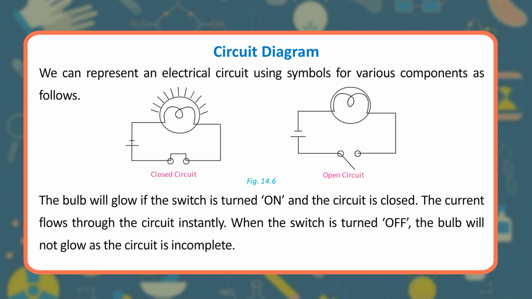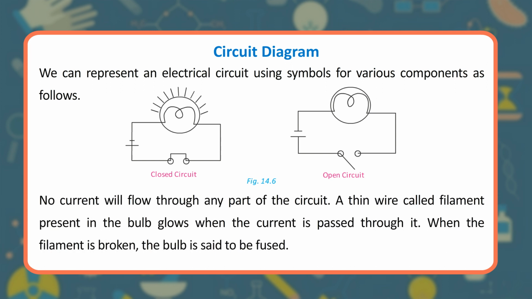The bulb will glow if the switch is turned on and the circuit is closed. The current flows through the circuit instantly. When the switch is turned off, the bulb will not glow as the circuit is incomplete. No current will flow through any part of the circuit. A thin wire called filament present in the bulb glows when the current is passed through it. When the filament is broken, the bulb is said to be fused.